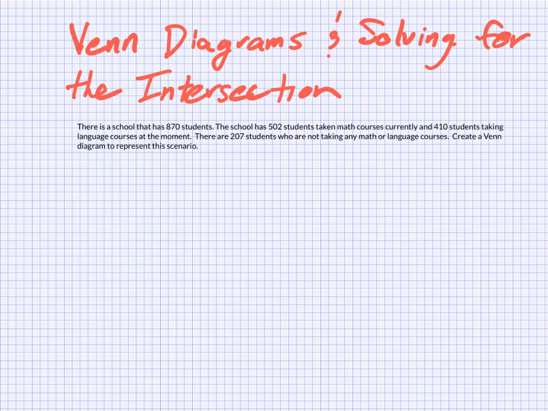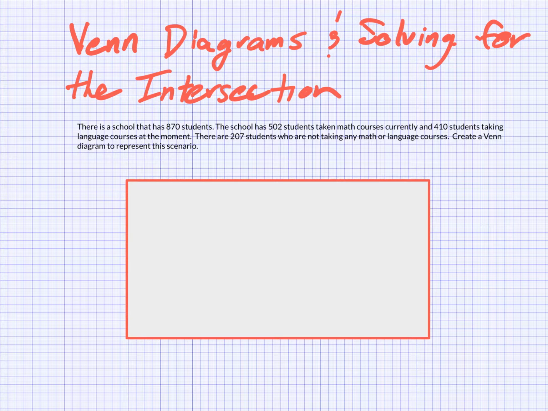So, first off, we kind of have to get an idea of what it is we're trying to represent. Let's try that again. There we go. Let's draw. I'm going to draw a rectangle here. And the idea of this rectangle is it is going to represent a set. So a set here is the entire school in this case. And we know that the school has 870 students. So this entire rectangle represents 870 students.